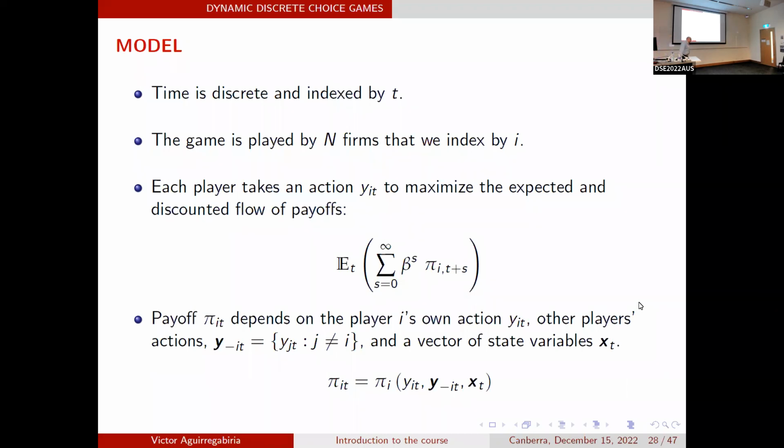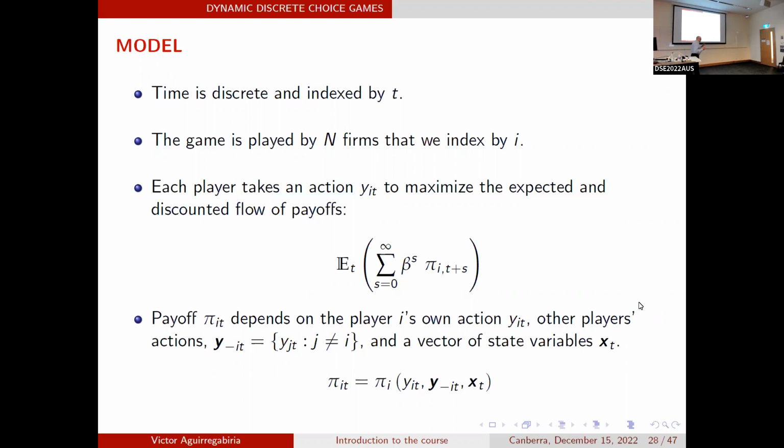Okay, then let me provide some description of these models. Again, time is discrete and indexed by t. Now we have m players. I will be talking about players and firms as synonymous, and I will use the index i to index players. Then every period t, a player takes an action, y, to maximize the expected and discounted flow of payoffs.